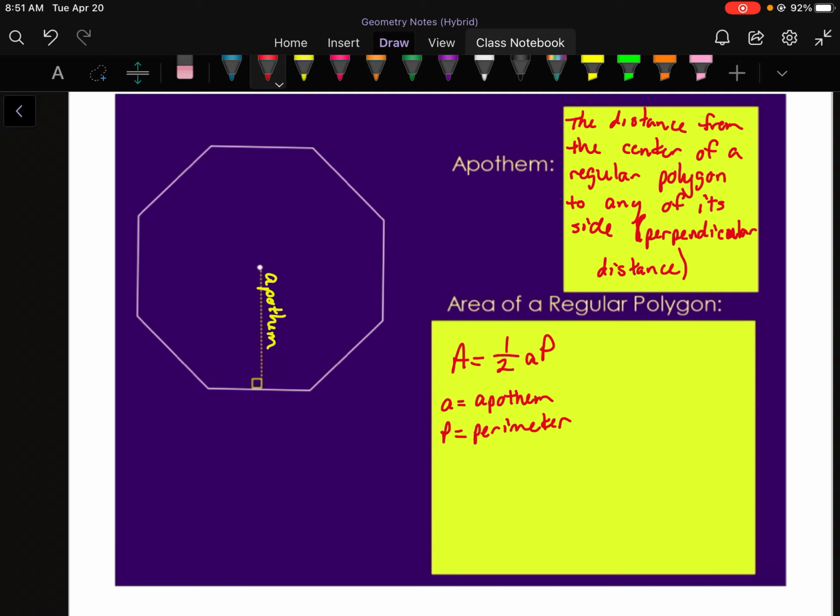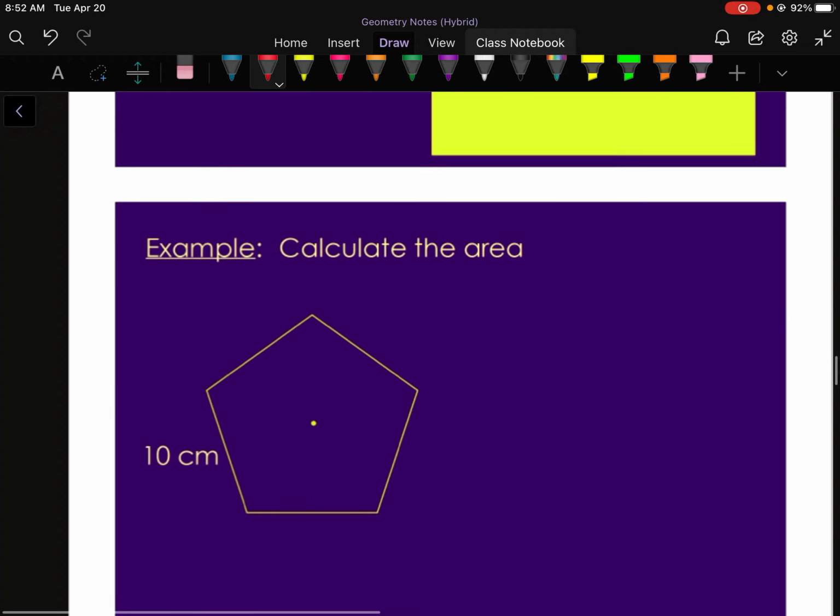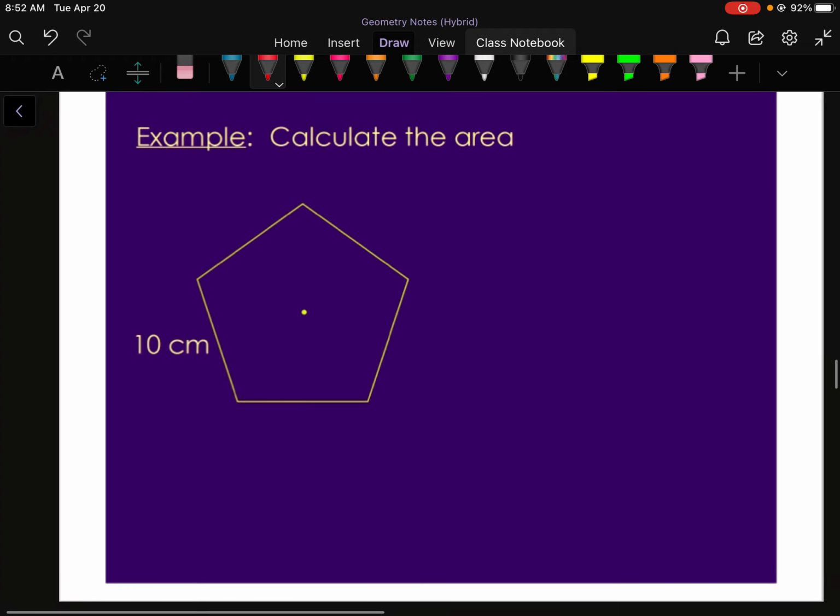So you're going to have to find the perimeter, and you're going to have to find the measure of the apothem. Now, if it was just given to you like that, of course, it would be pretty easy. You're probably going to have to do figuring to calculate the perimeter no matter what. But if the apothem's given to you, it's pretty straightforward. But that's where a lot of our work is going to lie. So let's take a look at our first example.